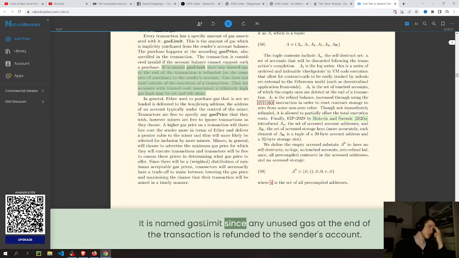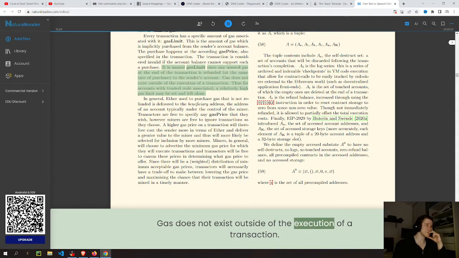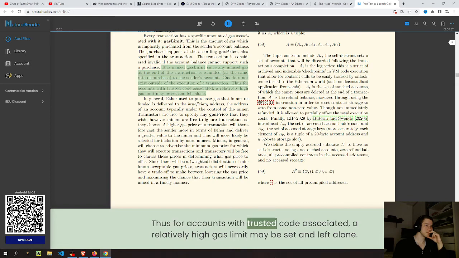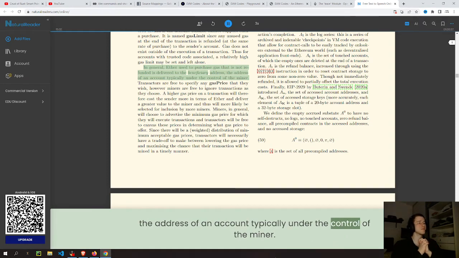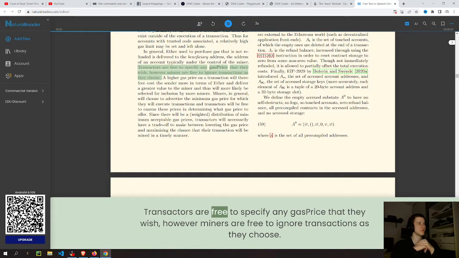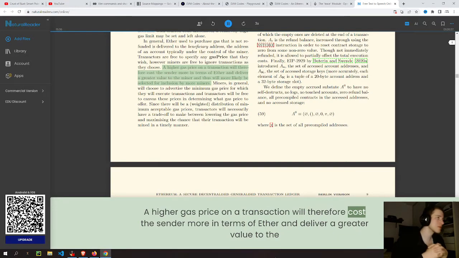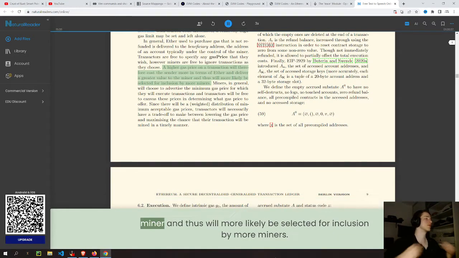It is named gas limit since any unused gas at the end of the transaction is refunded to the sender's account. Gas does not exist outside of the execution of a transaction. Thus for accounts with trusted code associated, a relatively high gas limit may be set and left alone. In general, ether used to purchase gas that is not refunded is delivered to the beneficiary address, the address of an account typically under the control of the miner. Transactors are free to specify any gas price that they wish, however miners are free to ignore transactions as they choose. A higher gas price on a transaction will therefore cost the sender more in terms of ether and deliver a greater value to the miner and thus will more likely be selected for inclusion by more miners.